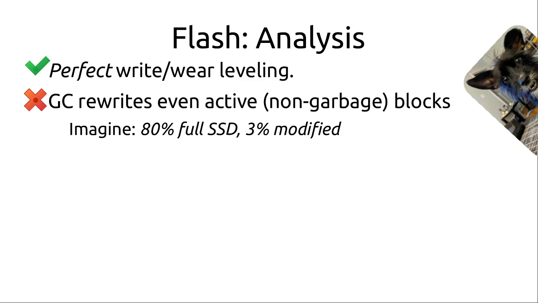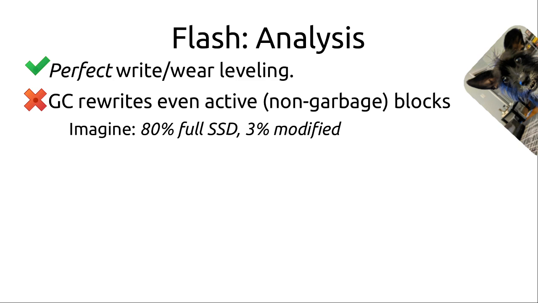However, we have a big problem. We have a big problem because this garbage collection has just copied all of the active blocks on the disk, even those that had not been modified. So I'd like you to take a second here and imagine that if we have a disk that is 80% full and 3% of that 80% of data has been modified, and we go to perform a garbage collection, right? What's going to happen? Think about this for a little bit, pause, come back.